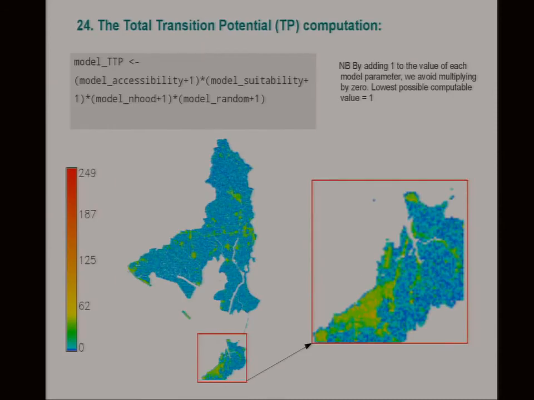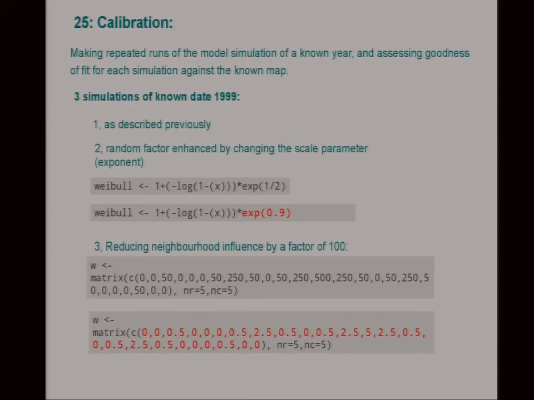Here's our total transition potential. You can see that we've got this speckle effect because of our random map. So we've got a lot of values in cyan there, which are 1 or very close to 1. But then there are some areas outside the urban area which have higher potential.